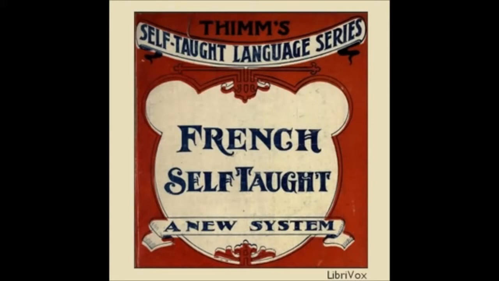Descriptive, imperfect, I finished. Je finissais, tu finissais, il finissait, nous finissions, vous finissiez, il finissait. Pluperfect, I had finished. J'avais fini, tu avais fini, il avait fini, nous avions fini, vous aviez fini, ils avaient fini.